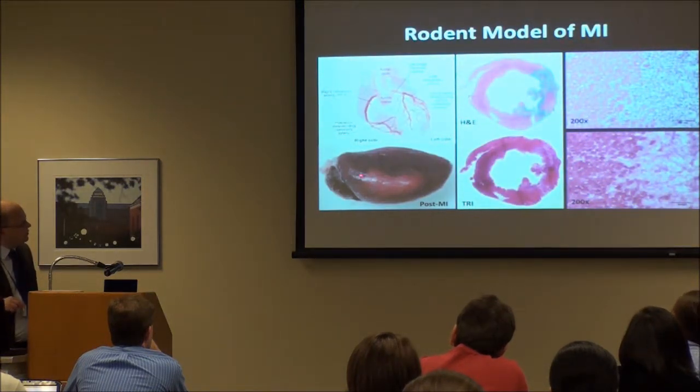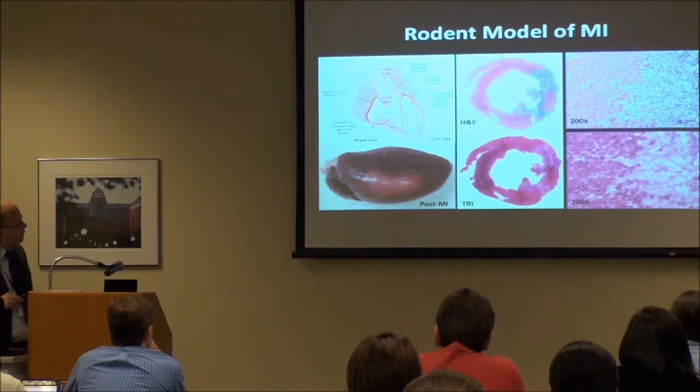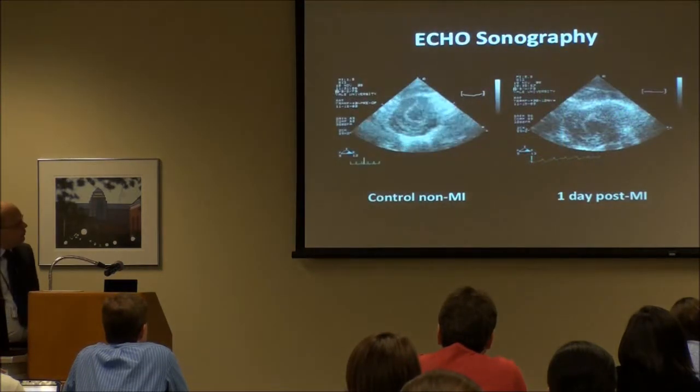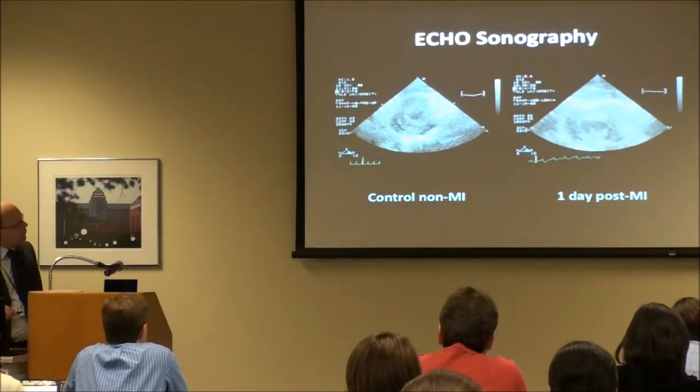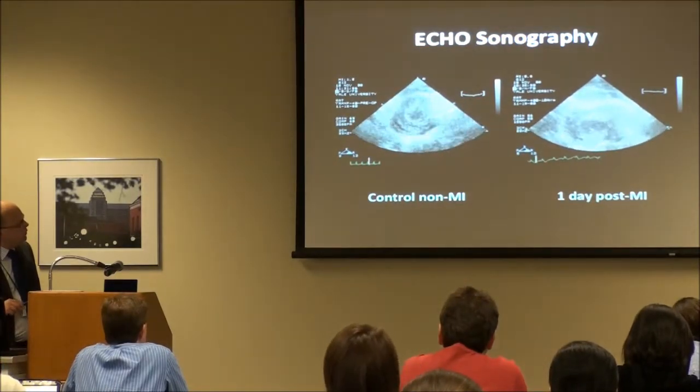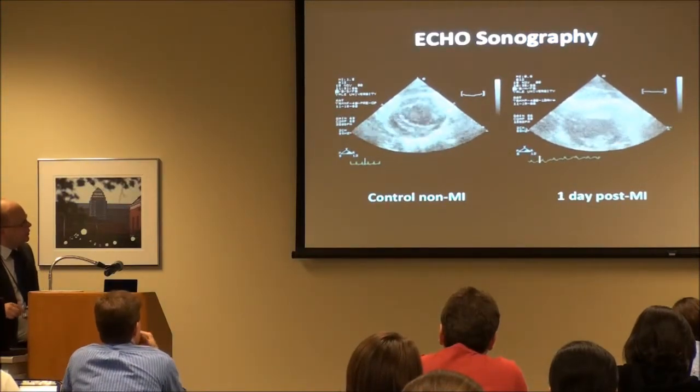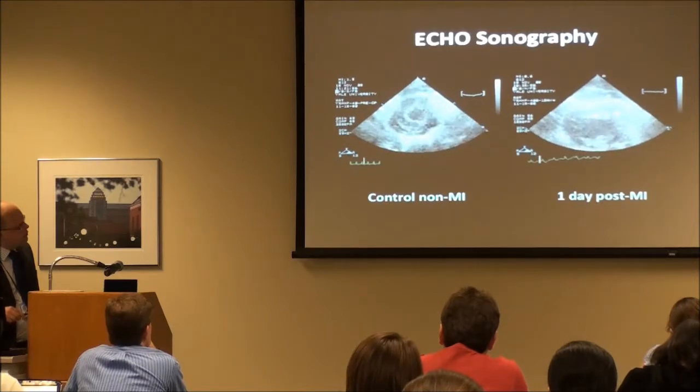Again, it was by surgical ligation of the coronary artery to create the infarct, which is shown here. We confirmed this also by echosonography. So this is the control non-infarcted animal. There is a good systolic and diastolic phase. And here we have some problem with the contraction of the heart due to the infarct.